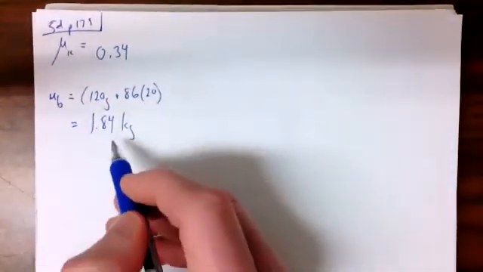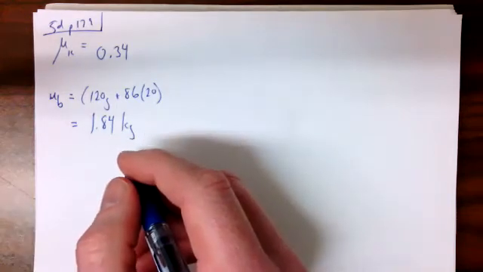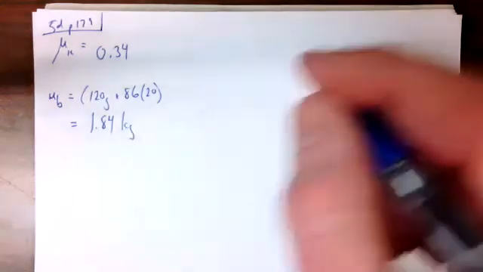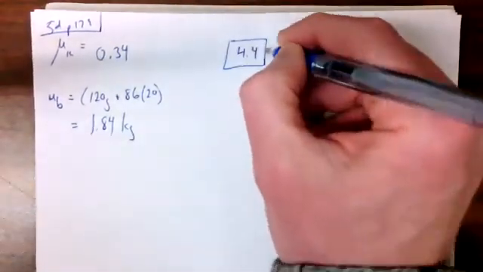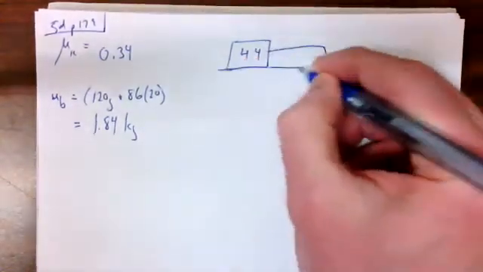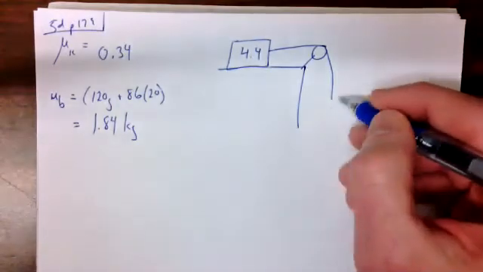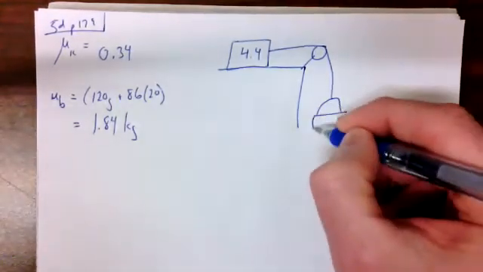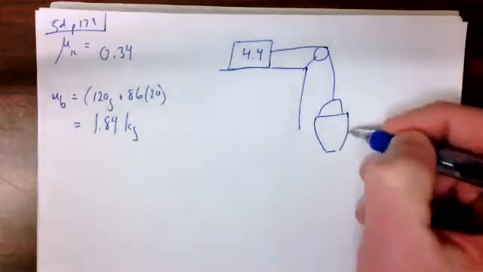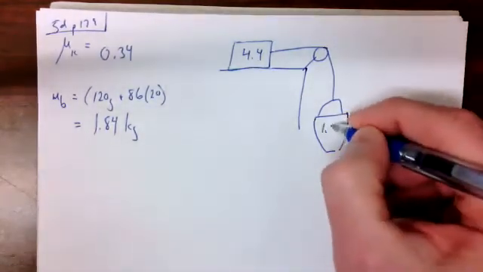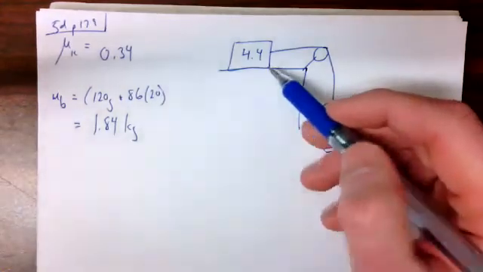This is going to provide the force to move this thing. So we've got this, I'll draw it. So this is 4.4. It goes around. Bucket. Anyways, it's 1.84. I can't even draw a bucket. I was happy that I drew a block.